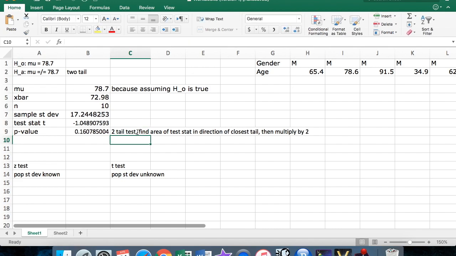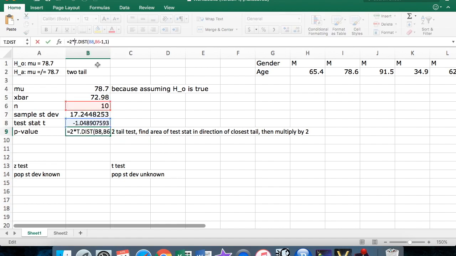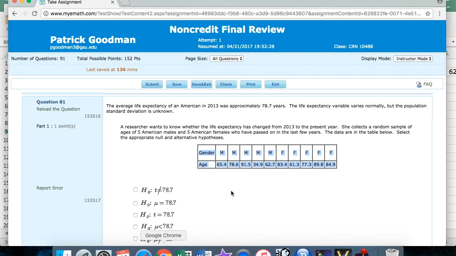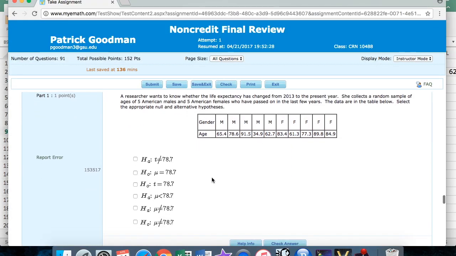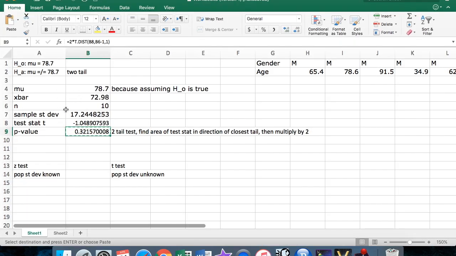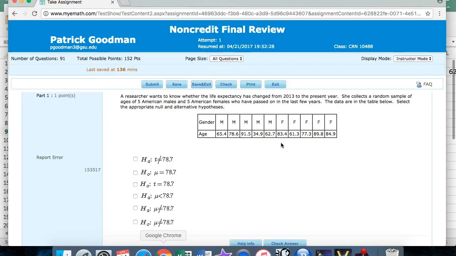Because remember, in a two-tailed test, you have 2 rejection regions. To make up for the 2 rejection regions, you have to multiply your p-value by 2 to compare it to your alpha. So then click on this and multiply it by 2. 2 times my t.dist. And there you go, 32%. Either way, we were going to fail to reject anyway. Okay, so now we have all the information here, right? So let's finish up this problem.